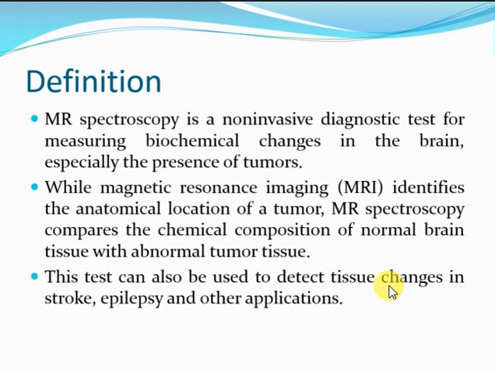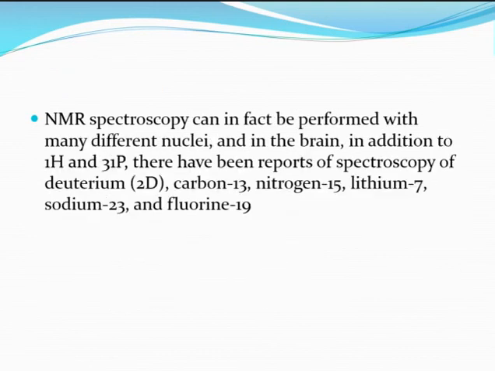So while the conventional MR exam identifies the anatomical location of the tumor, MR spectroscopy compares the chemical composition of normal brain tissue with the abnormal brain tissue. What are the chemical differences? This test can be used to detect soft tissue changes in stroke, epilepsy, and other applications. It can, in fact, be performed with many different nuclei in the brain.